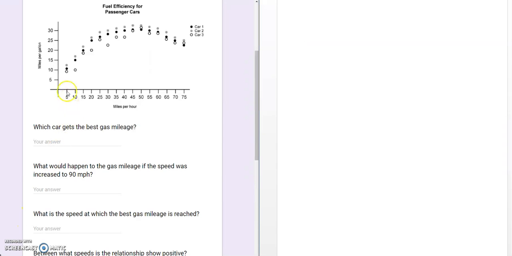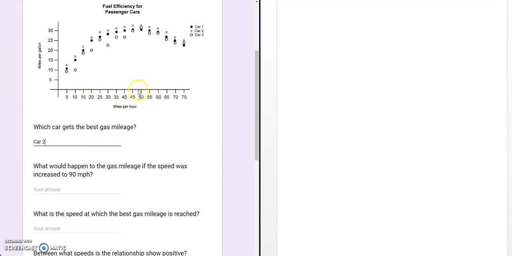Alright guys, we're going to look at this scatter plot here. You should notice the scatter plot is nonlinear. It is relatively strong. And there are also 3 different cars in this scatter plot. The first one, what car gets the best gas mileage? Well, you want to see which dots are on the top. In this case, it's car 2.